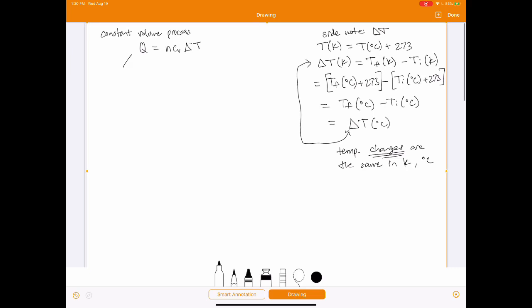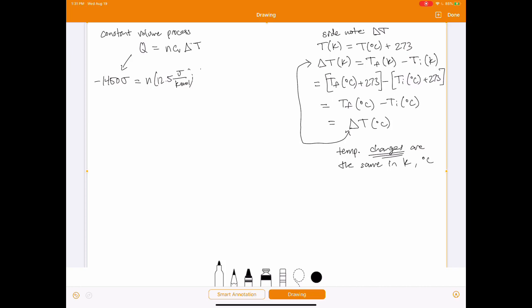What's the heat added to the gas in this case? Well, what we have is minus 1,450 joules because the heat is flowing out of the system in this case. So the heat would be negative. N is what we're trying to find. We want to know how much gas there is. And CV, as we worked out, if we have a monatomic gas, is 12.5 joules per Kelvin mole.